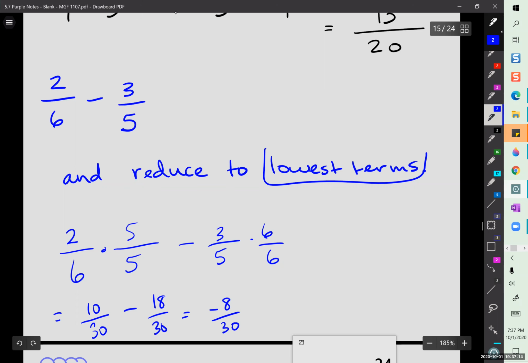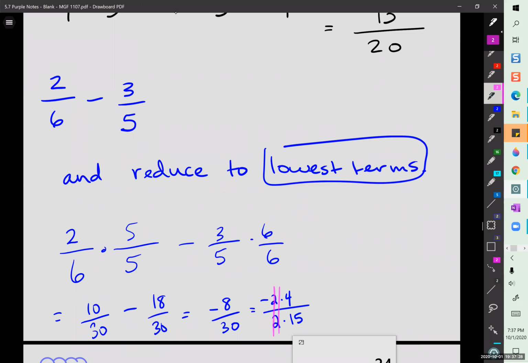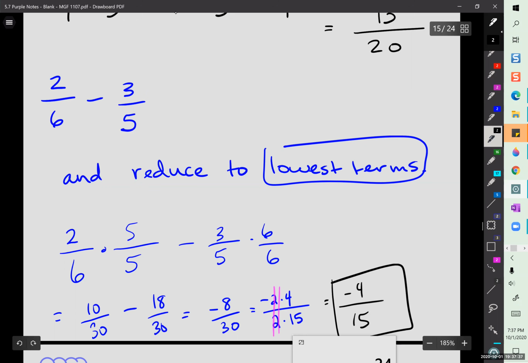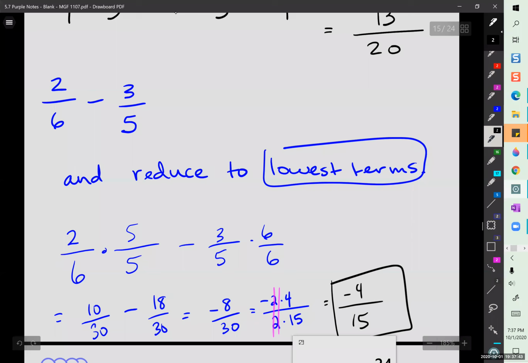But since it said lowest terms, specifically, do we see that I could write negative 8 as negative 2 times 4 and 30 as 2 times 15? So those common 2's cancel, but there's nothing else similar between 4 and 15, so it is then in lowest terms. So it would just be negative 4 over 15. Exactly right, Tiffany.